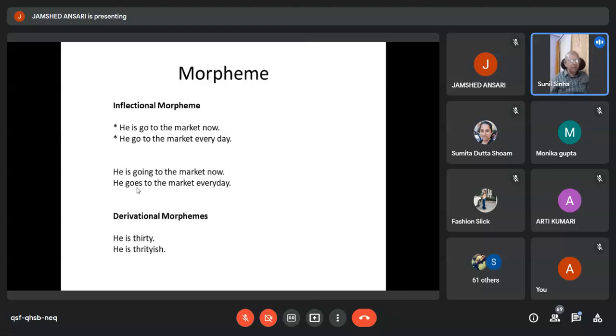So what I am trying to tell you is that you understand "he is go to the market now." You understand what the child is trying to say. When the child says "he go to the market every day," you understand it, but you find it ungrammatical and therefore you correct it. You correct "he is go to the market now" by adding ing to go. He is going to the market now.